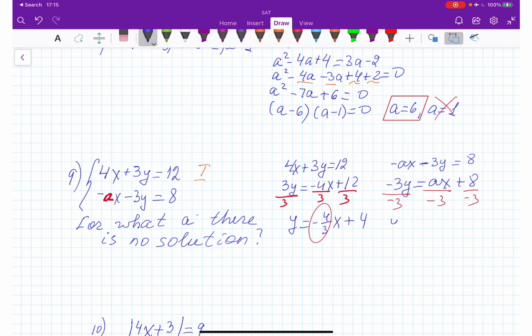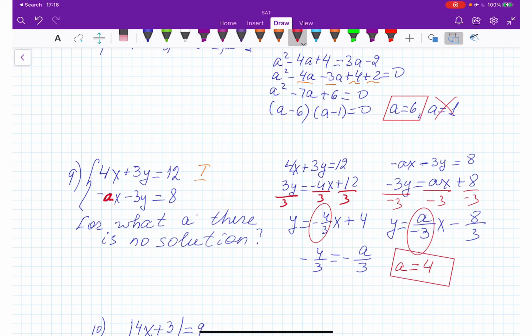And I have y is equal to negative a over 3 x minus 8 over 3. So to get my slope has to be equal, right? So I will have the graphs parallel. So what do I have to have? Negative 4 over 3 has to be the same as negative a over 3. In what case will I have the equal sign valid? When a is equal to positive 4, which is going to be our solution. A has to be 4, so we would have lines parallel, which means there won't be any solution. Okay?